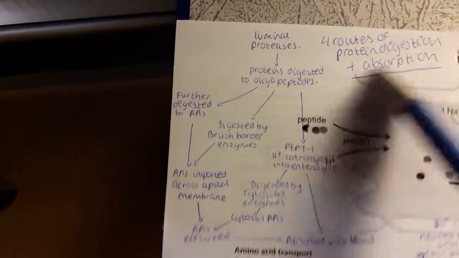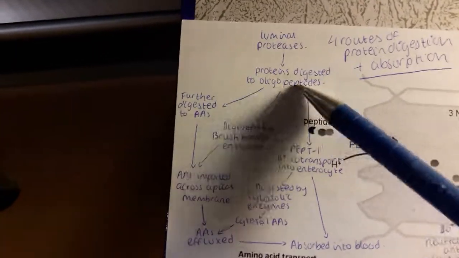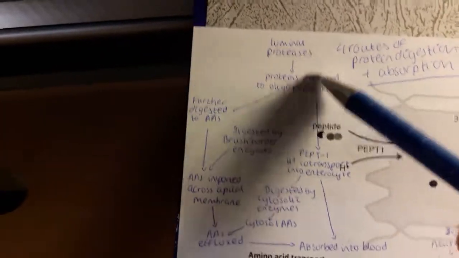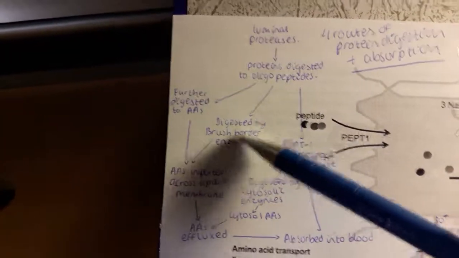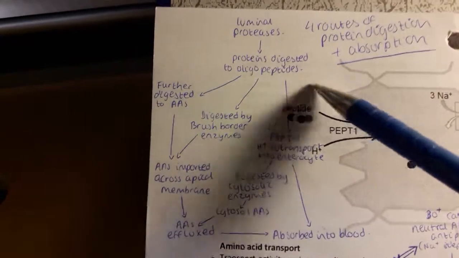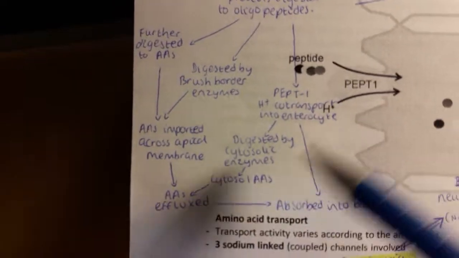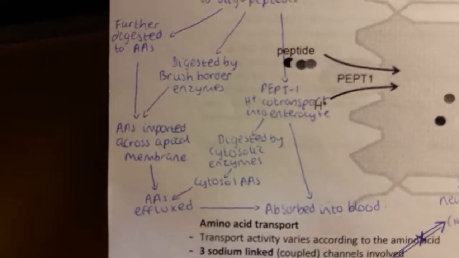So we looked at the four routes of protein digestion and absorption, the fact that they can either be digested to amino acids in the lumen, digested to amino acids at the brush border, or oligopeptides can be taken up directly into the enterocytes, where they can be digested to amino acids, or they can be absorbed into the blood.